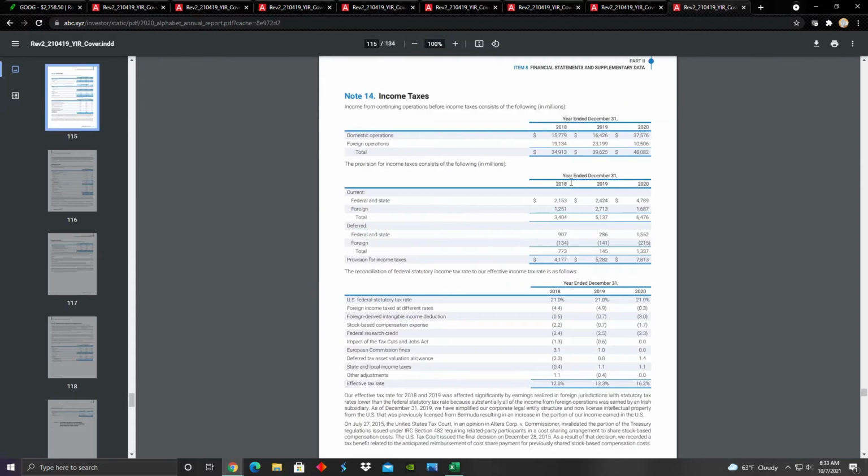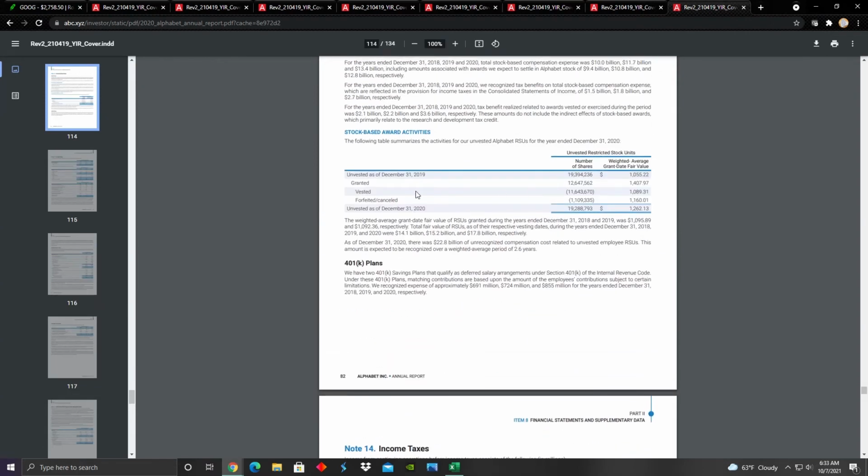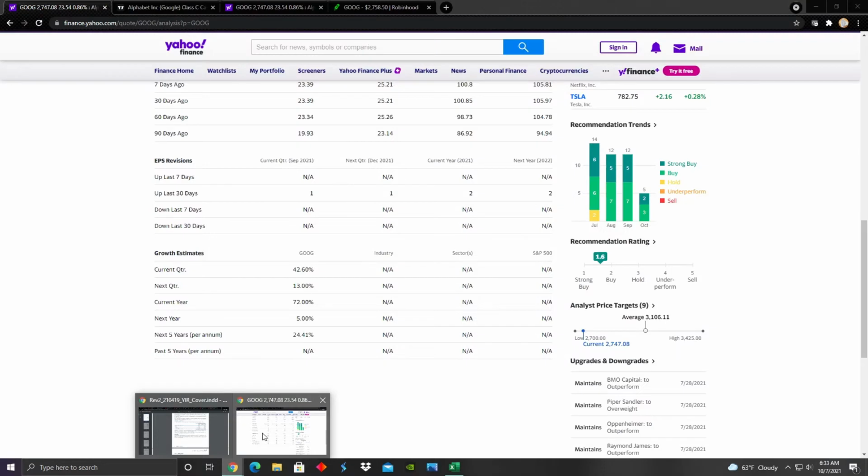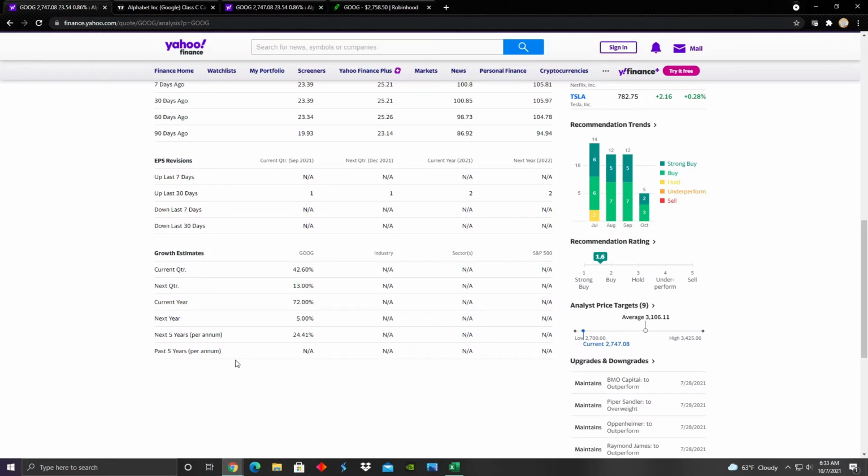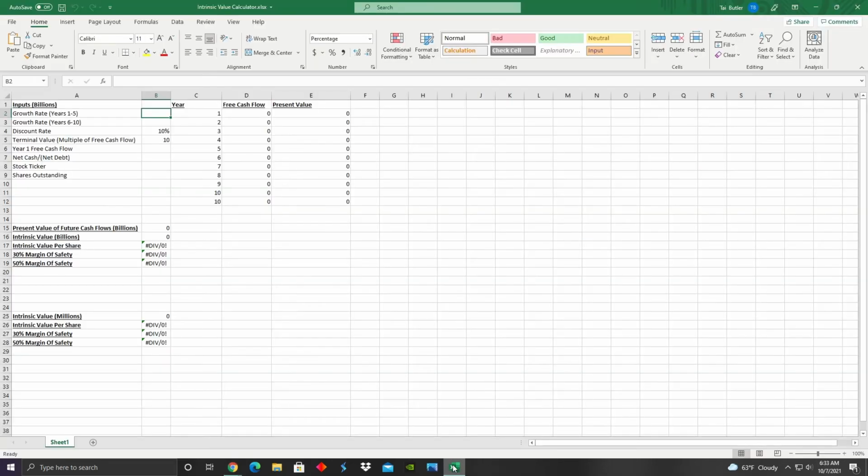Okay, so that's basically a summary of their annual report. Now what I'm going to do is use a discounted cash flows model in order to try to figure out the intrinsic value of their business. So right here, I have my intrinsic value calculator on Excel.